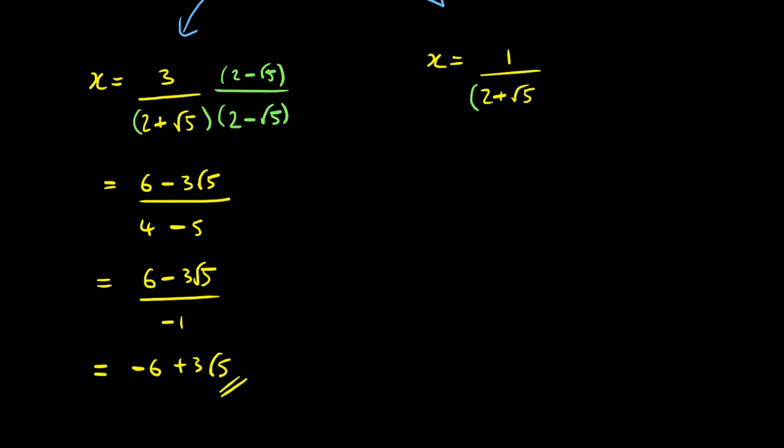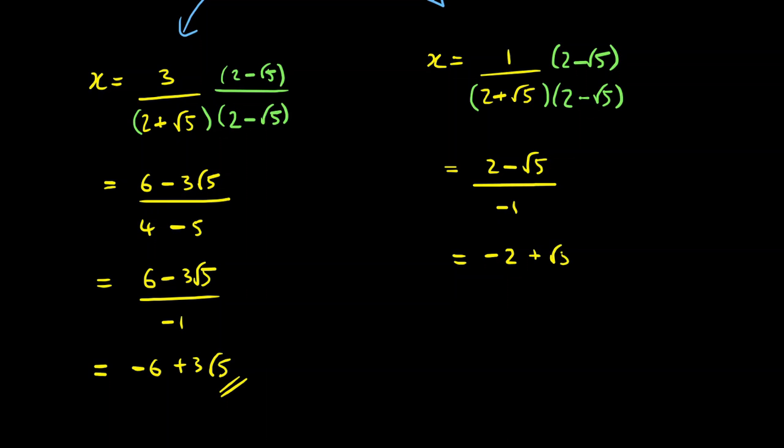We've got to multiply top and bottom by the conjugate again, 2 minus root 5, 2 minus root 5. And if I do that, then on the top, you get 2 minus root 5. On the bottom, what you're going to get is the same thing, negative 1. And so that simplifies to give minus 2 plus root 5. That should be your two answers, minus 6 plus 3 root 5 and minus 2 plus root 5.